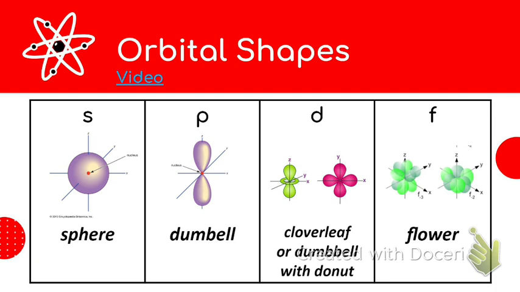All right, and then our P subshell is a dumbbell type of shape. Our D gets a little bit wonky. It is kind of a clover leaf shape, or it can be a dumbbell with a donut around it. And then our last one is our F, and those typically look kind of like a flower. Whenever going through this, just make sure that you're thinking about them in 3 dimensions.